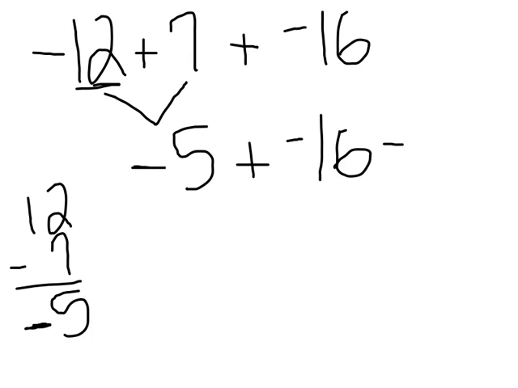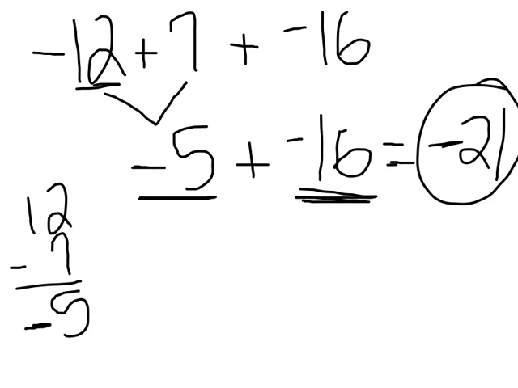Since I didn't use it, I just bring it down. Now my signs are the same, so all I have to do is add my numbers. -5 plus -16 is -21.